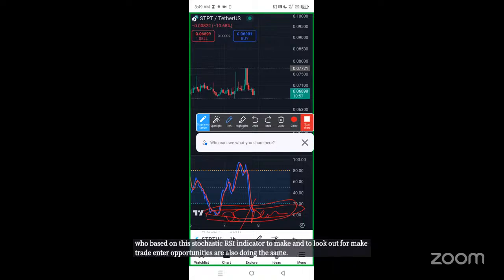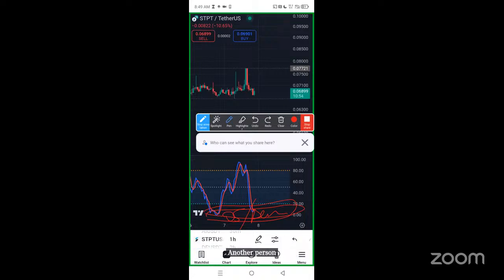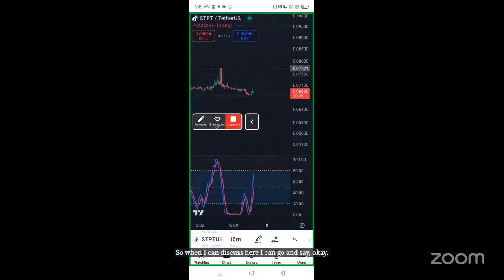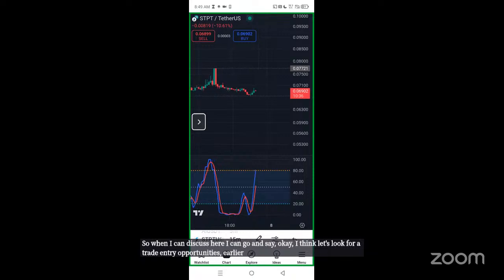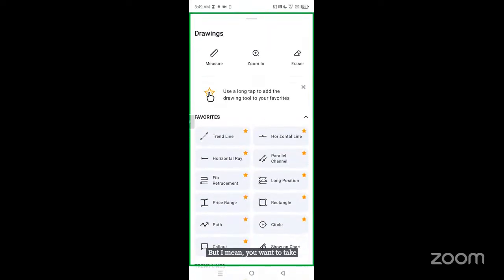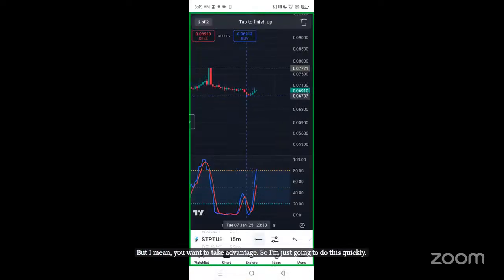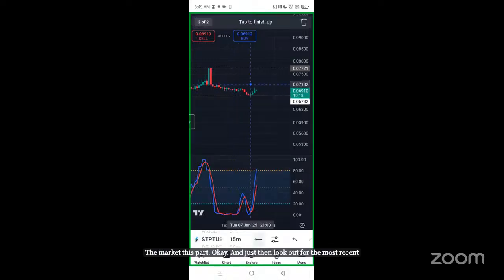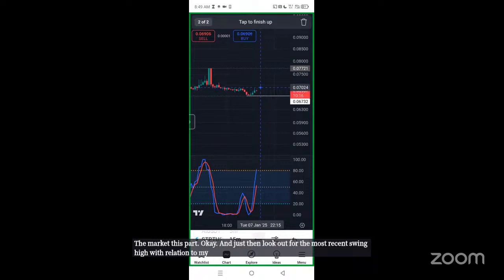Now, imagine me having a mind of entering, another person, and then from somewhere, everyone combined, we make entry. What are we going to do to the market? We're going to move the market, right? Simple. So in this case here, I can look for earlier trade entry opportunities. See here, a crossover has already happened, a long time ago. But I may want to take advantage. So I'm just going to do this quickly. Demarcate this part. Then look out for the most recent swing high, with relation to my entry price.